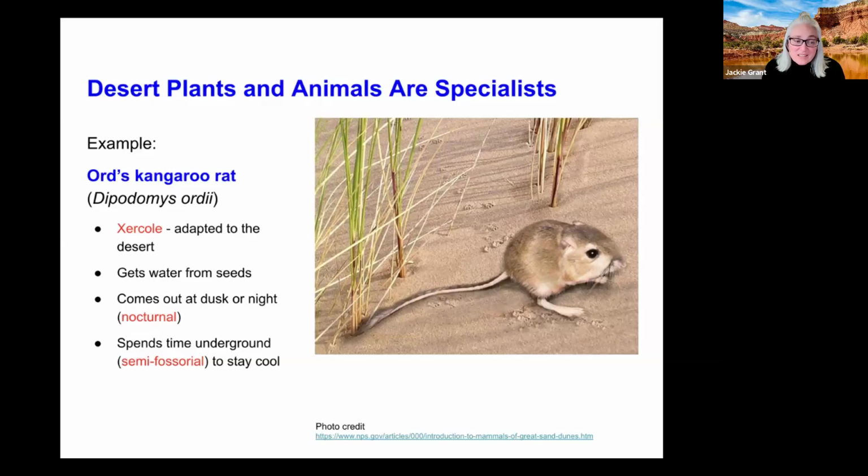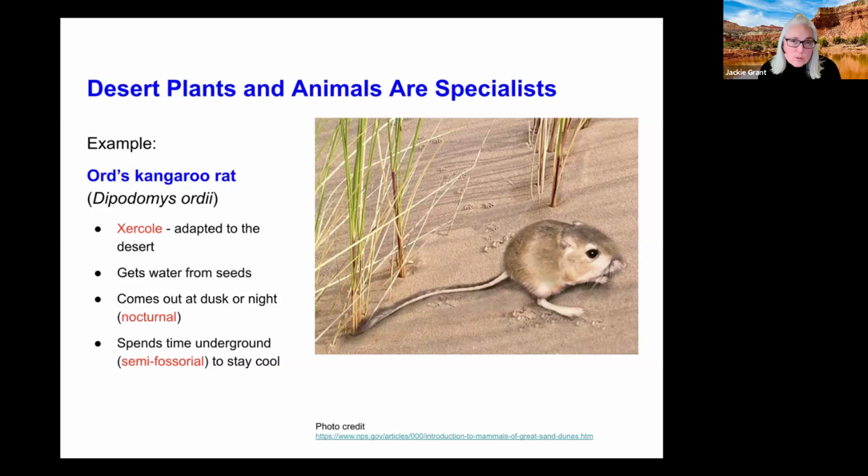And in fact, the kangaroo rat does not drink water from little puddles or anything like that at all. It gets metabolic water from seeds. So it eats the seeds and actually can strip water off of fat molecules. And that's how it gets its water. This animal also comes out at dusk or at night, and we call that nocturnal. So nocturnal animals come out at night to stay cool.